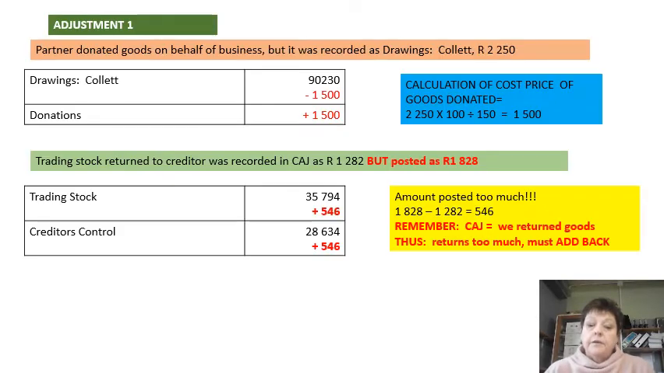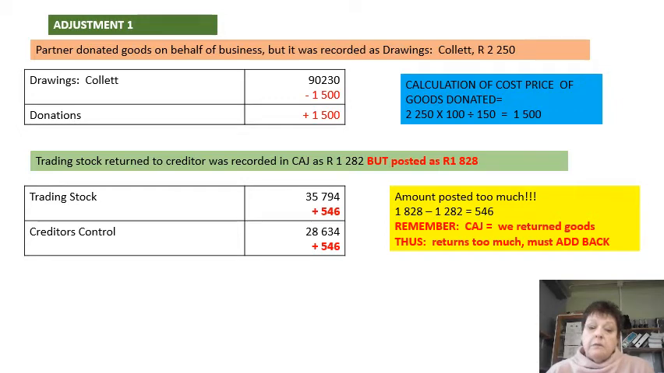Adjustments. This slideshow is just to explain the adjustments of activity 7.7. The first adjustment tells us that the partner donated goods on behalf of the business, but it was recorded as drawings for him. So obviously it must be subtracted from drawings and added to donations. The problem is that you have to be able to calculate the cost price. There I've shown you the calculation.